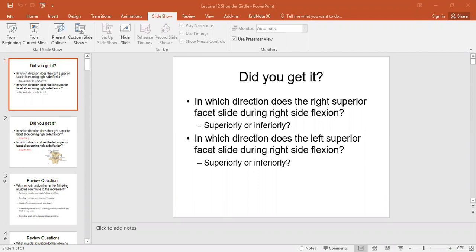All right, so what muscle activation do the following muscles contribute to the movement? So if you're raising a glass to your mouth, what is the bicep doing? Concentric, eccentric? Concentric. What's the tricep doing? Going along for the ride, potentially. Let me go on to this slide. Does anybody disagree with that? So triceps just kind of hanging out.